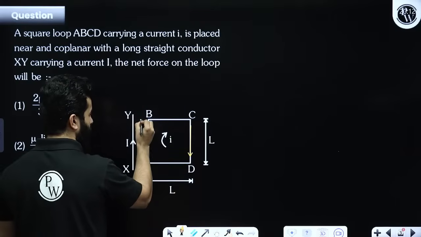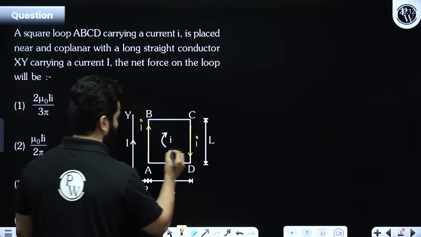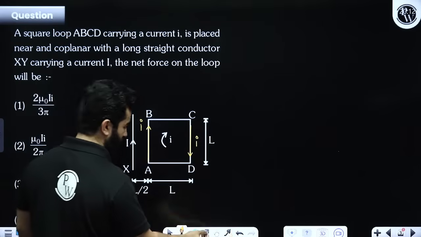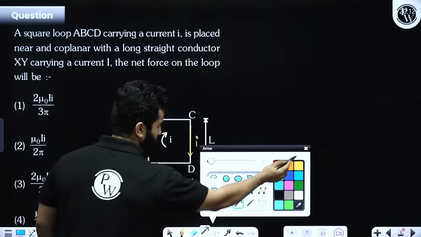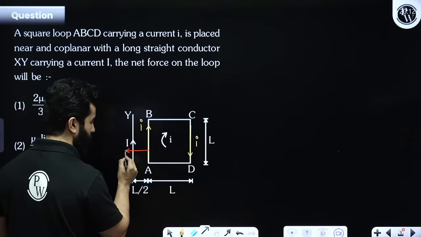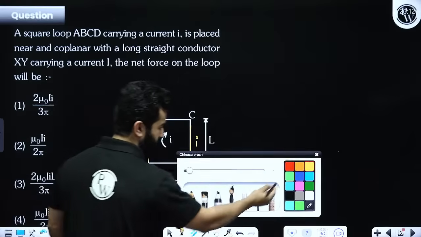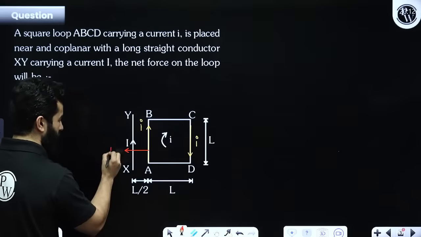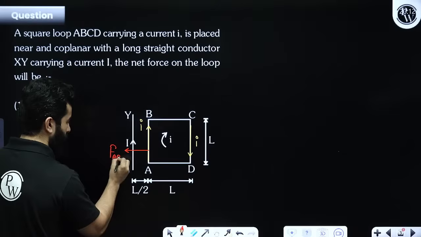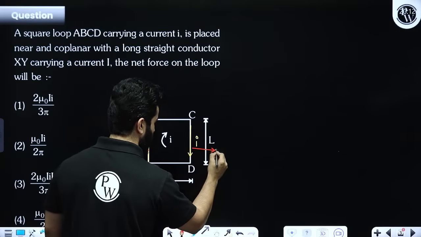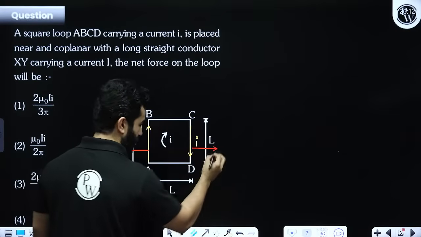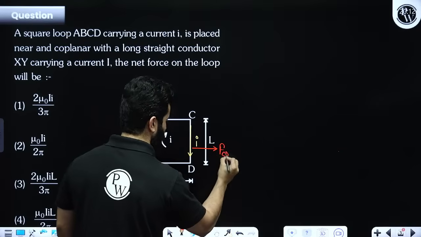Current is I and current is I. So, like direction, attract. So, attractive force will be drawn in this direction. This is the force of attraction. This is force acting on AB wire. This is force acting on CD wire.